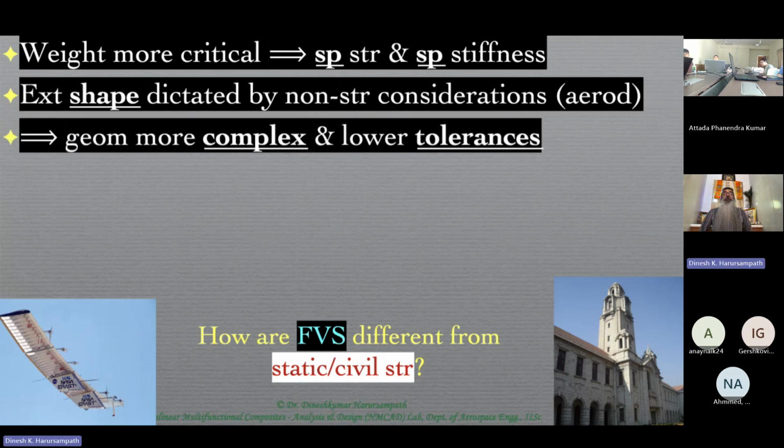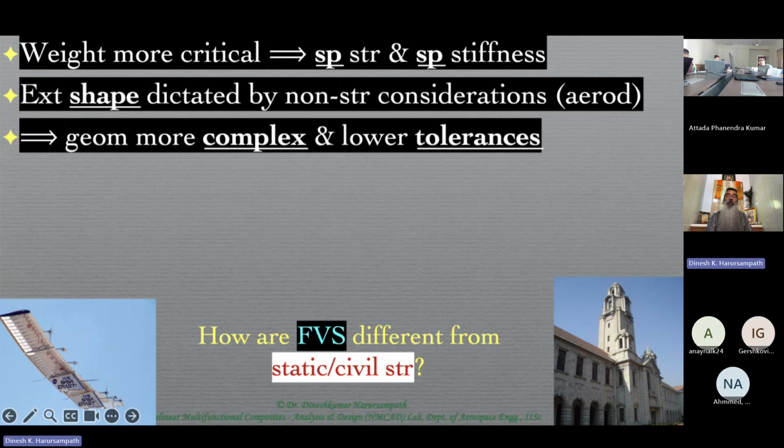So what is the implication of this? The fact that the external shape is dictated by aerodynamics means the geometry becomes far more complex. An airfoil cross-section obviously is much more complex compared to a rectangular cross-section, whether solid or hollow, right? Another important thing is that the aerodynamicist will ensure that the camber is perfect, the thickness to chord ratio is perfect. The shape, the way it varies, the curves, the leading edges, the trailing edges, all of these have to have much more accuracy compared to the building.